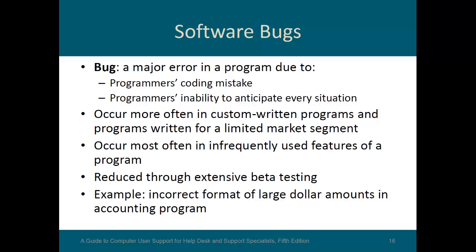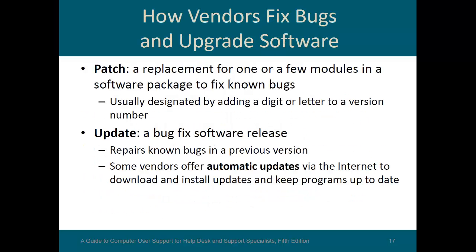They occur more often in custom written programs and programs written for a limited market segment. They also don't get updated as often, the custom programs. They occur most often in infrequently used features of a program, and are reduced through extensive beta testing, which programmers don't typically do. An example would be an incorrect format of large dollar amounts in an accounting program that could cause all kinds of accounting issues.